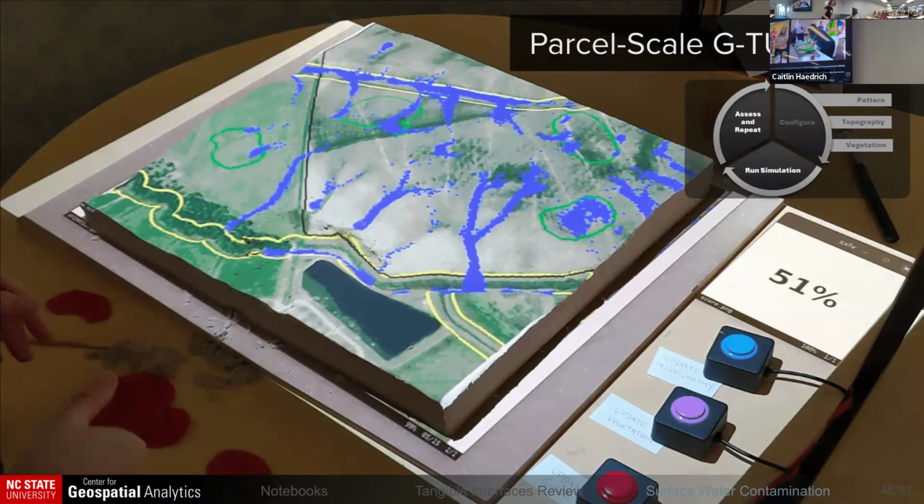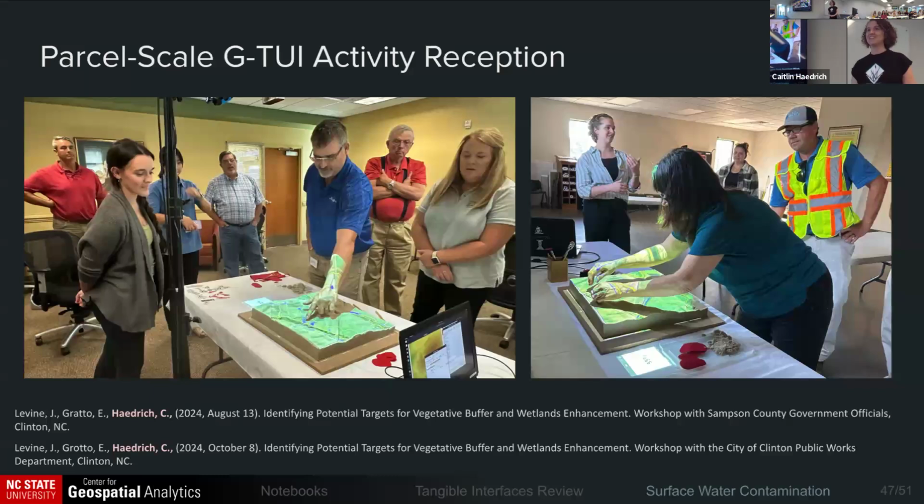And so we were able to bring this to some stakeholders. Here we are in Sampson County and in the city of Clinton. This was a really cool experience for me because these are folks that think about this all the time. They had some really interesting feedback and ideas and different nature-based solutions they would want to see. And we used it as a discussion point after we presented a lot of the sampling results.